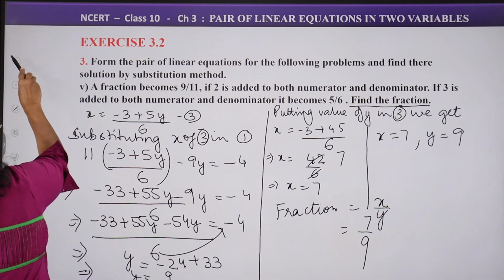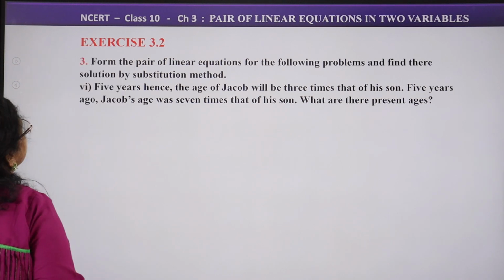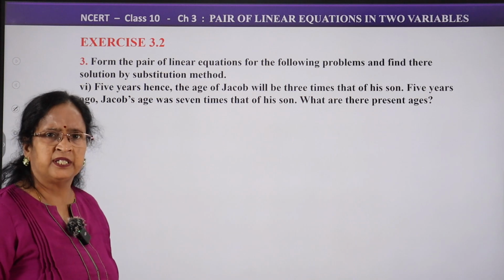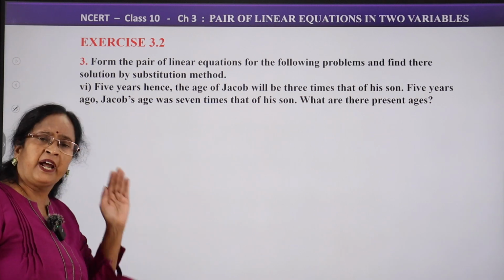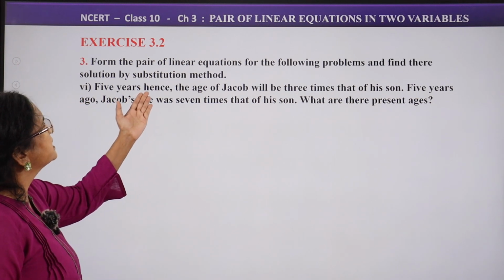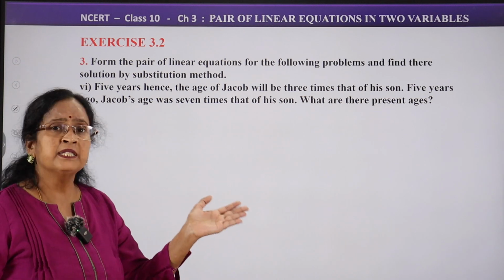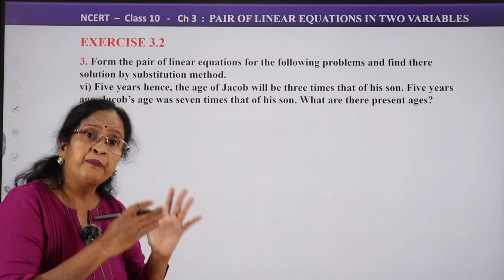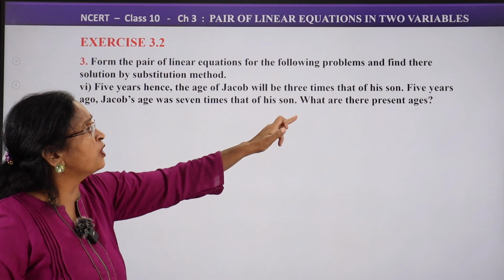Coming to the last part of the exercise of question number 3, which is the last statement form of the question, which is age-related question. So now, after the fractions, we are coming to age-related questions. Now, 5 years hence. First of all, 5 years hence. Hence means afterwards. 5 years later, later than the present age. Jacob will be 3 times that of his son.